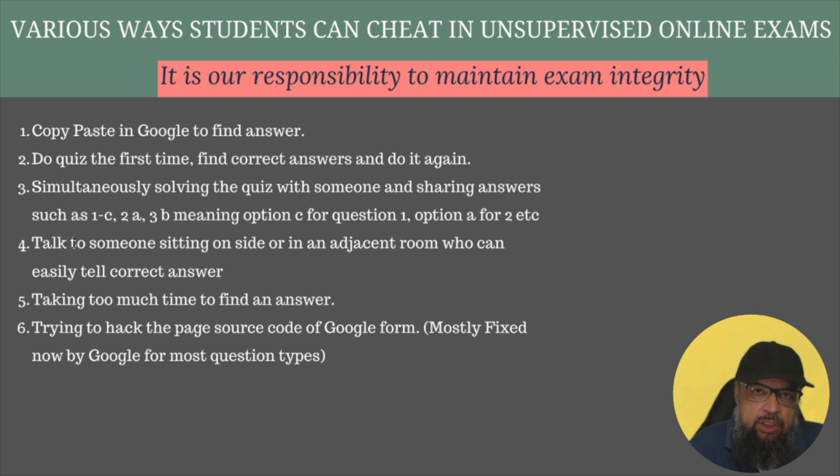And the other way of cheating is that if a student is at home, someone might be sitting beside him or her or even in an adjacent room, they can talk to the person who can easily tell the answer or even solve it for them. That person could be their elder sibling, their friend or anyone.